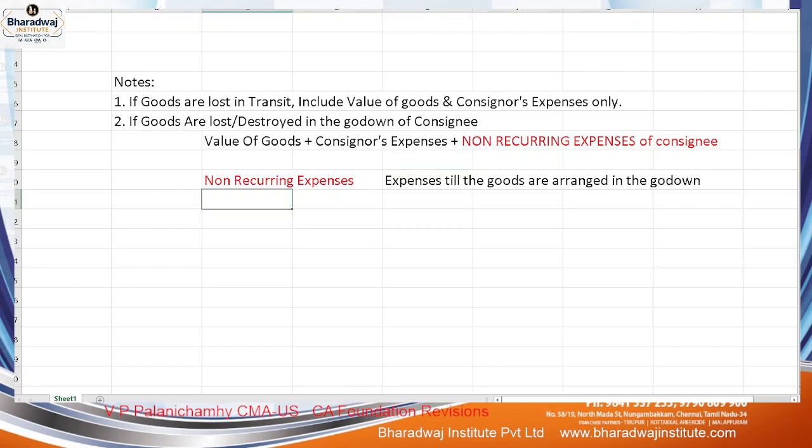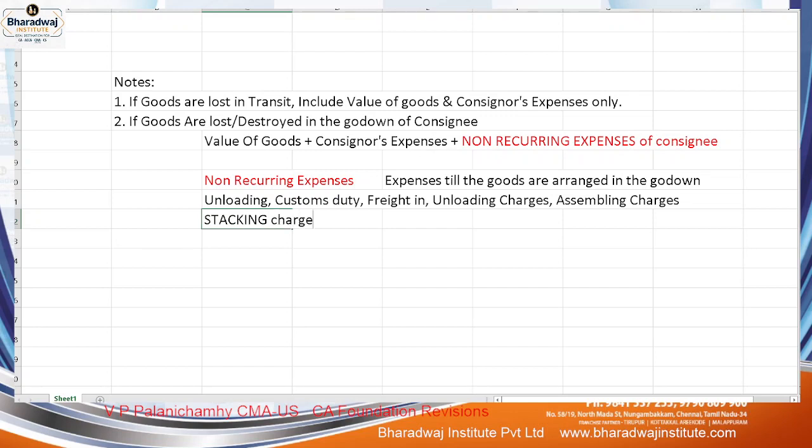Example, unloading, customs duty, freight inwards, unloading charges, assembling charges, stacking charges. What do you mean by stacking charges? Arranging them in the godown. The money spent just to arrange the goods in the godown is called what? Stacking charges. That can be included.